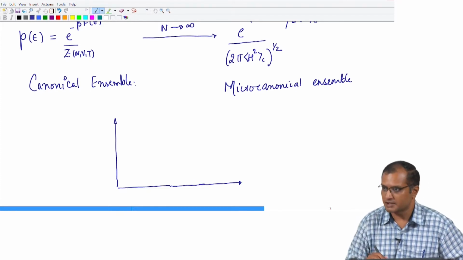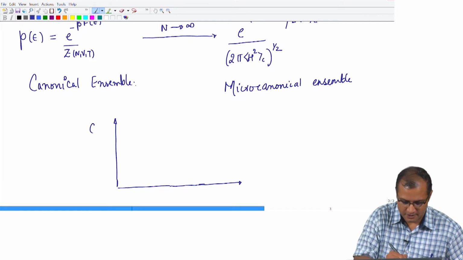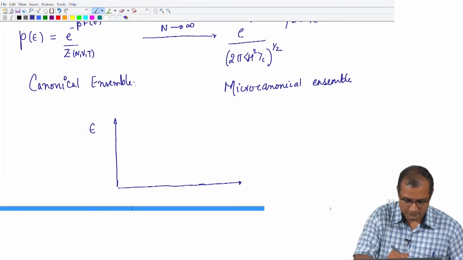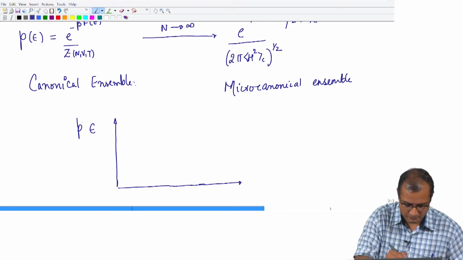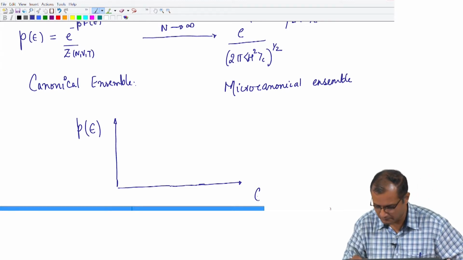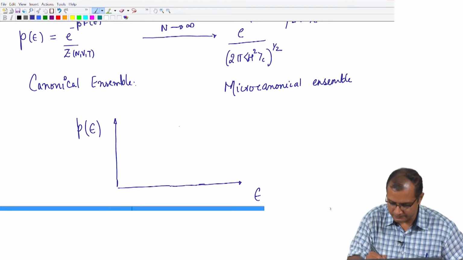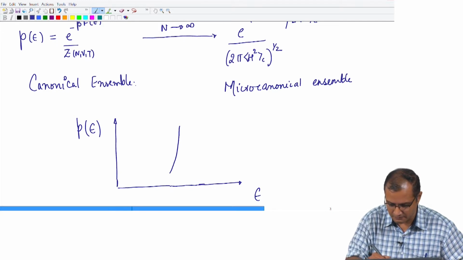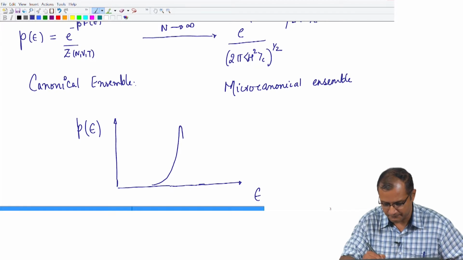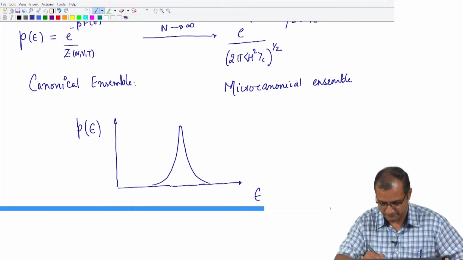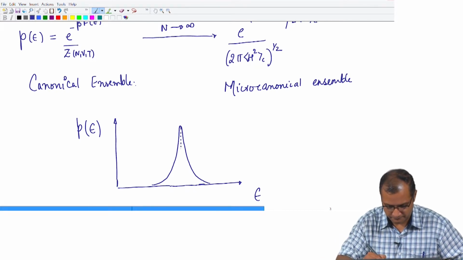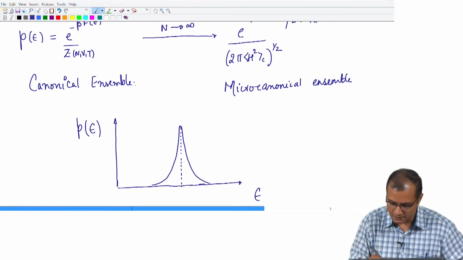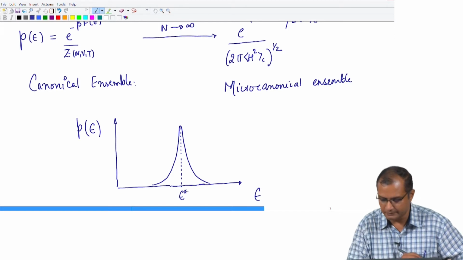So, let us sketch a picture here. This is our energy distribution, and this is a Gaussian that is centered at the most probable value of the Gaussian. I am going to call it E star.